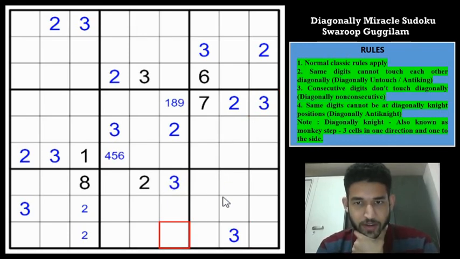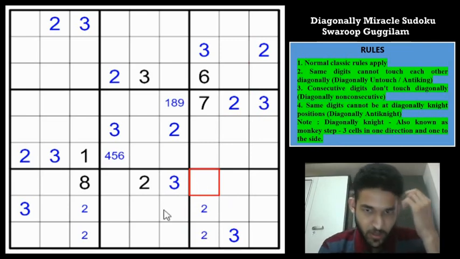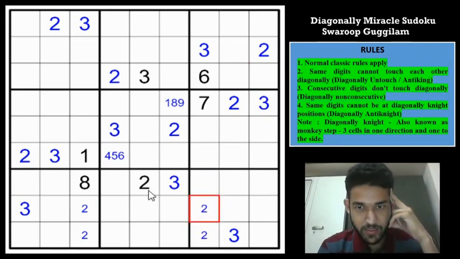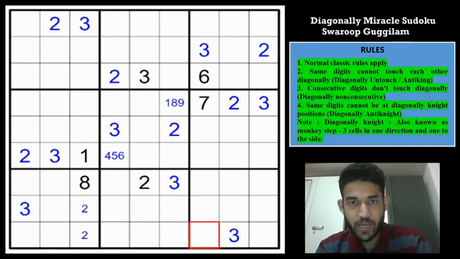So actually we haven't resolved the 2's fully yet. This box, I don't see the 2. So let us place the 2's now. And this 2 eliminates this 2. And can we eliminate this 2? It is not a monkey step away. However, this 2 is a monkey step away from this cell. So we can eliminate the 2's.